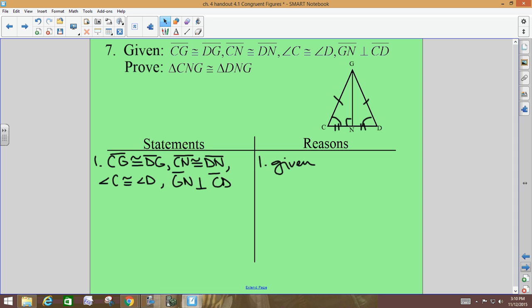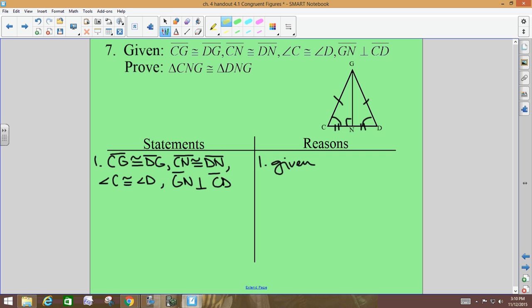So they want us to prove then that triangle CNG, that's the little one on the left, is congruent to triangle DNG, the little one on the right. What do we have to justify or explain or put in our proofs in order for these triangles to be congruent? Congruent sides and angles. We have to make sure that all 3 pairs of angles are listed congruent in your steps. You have to make sure that all 3 pairs of sides are listed congruent in your steps.